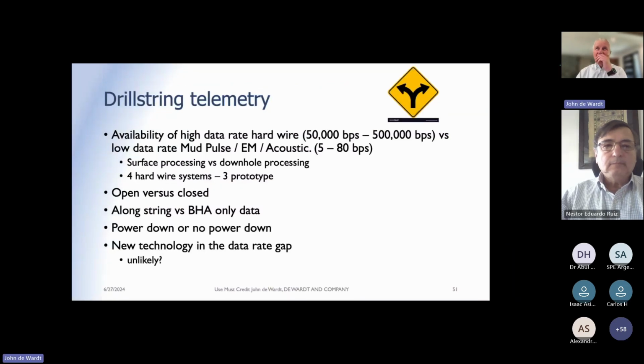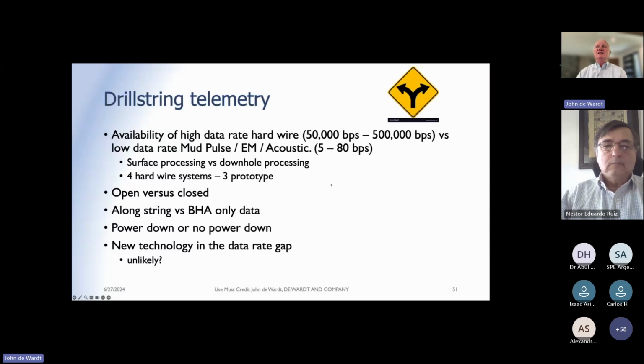Drillstring telemetry is a big one. We're going to end up with these high data rate hardwire systems. Current one, which is induction connections, is 50,000 bits per second. You can get conductive ones, which are 500,000. Right now, there's 4 hardwire systems that I know of. 3 of them are prototypes. You look at mud pulse, EM, acoustic, we're at 5 up to 80 bits per second. So there's a huge gap between these two.